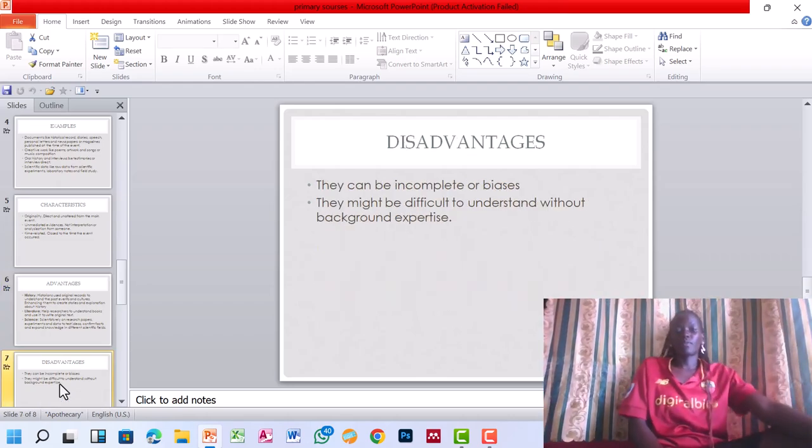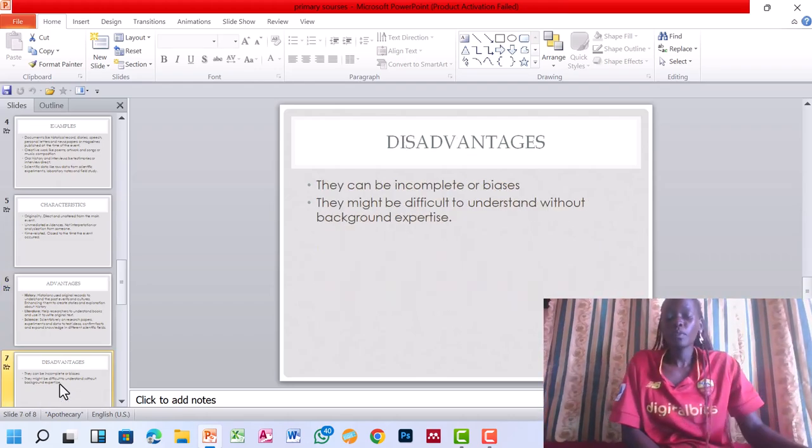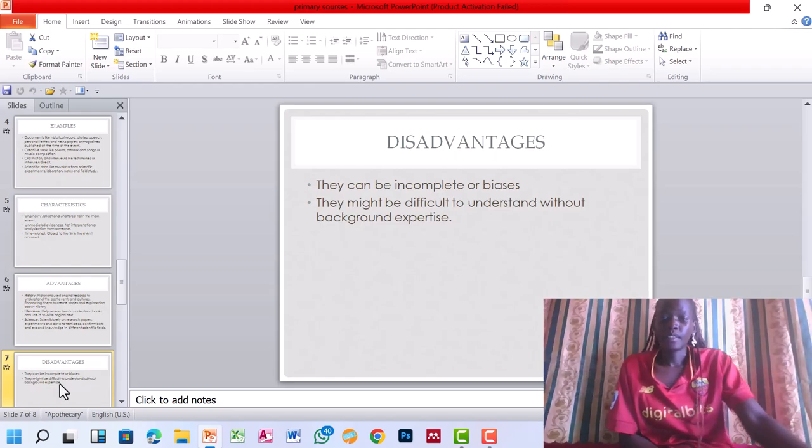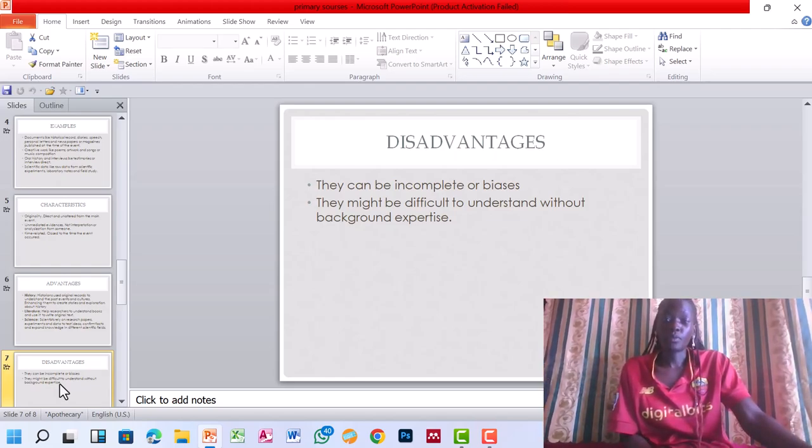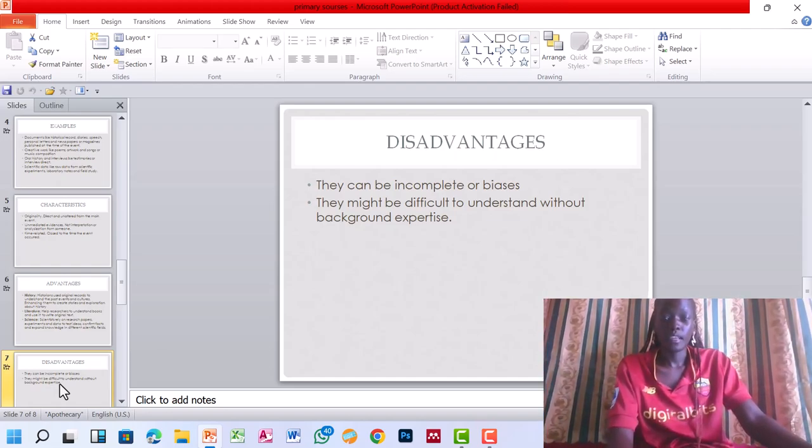And here are some of the disadvantages of primary sources. They can be incomplete or biased. They might be difficult to understand without background expertise.